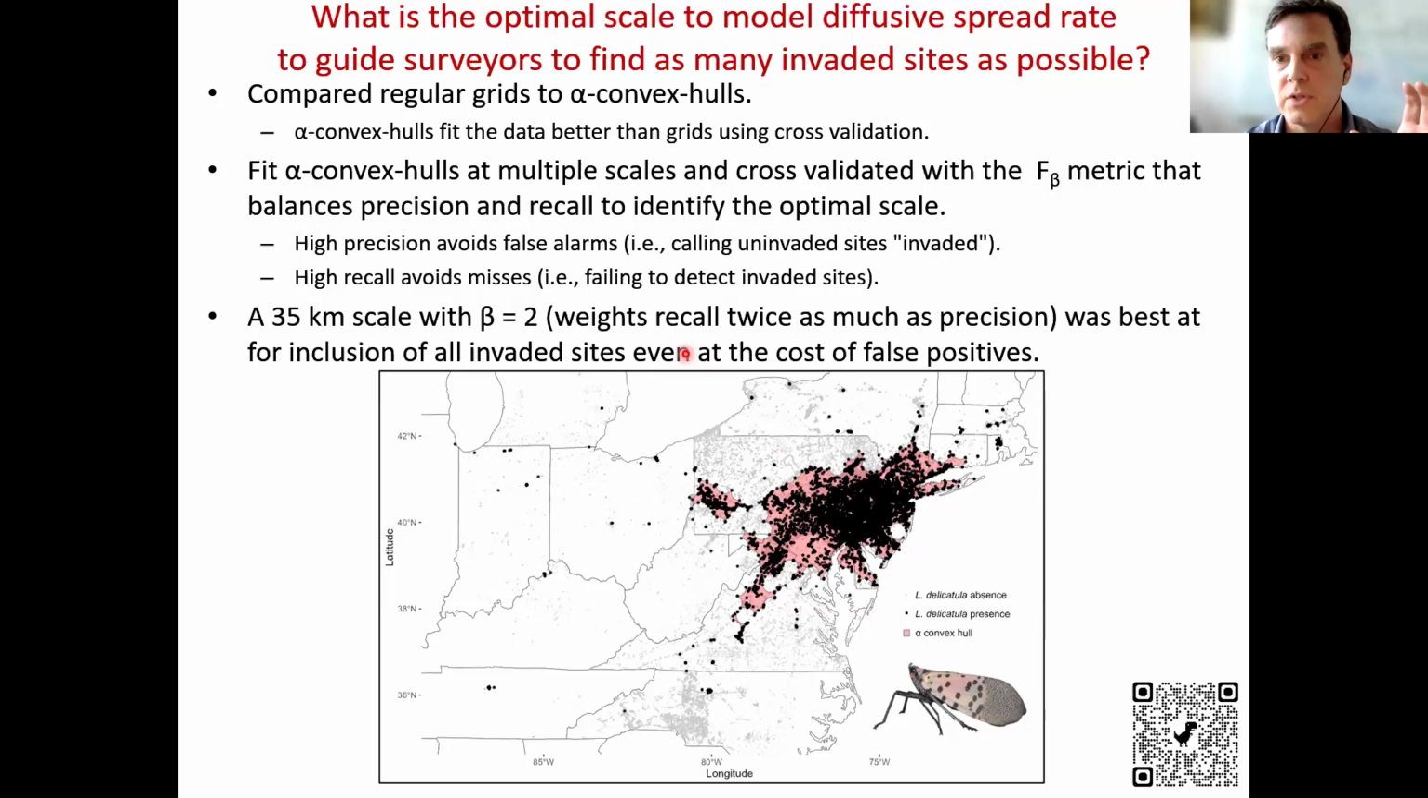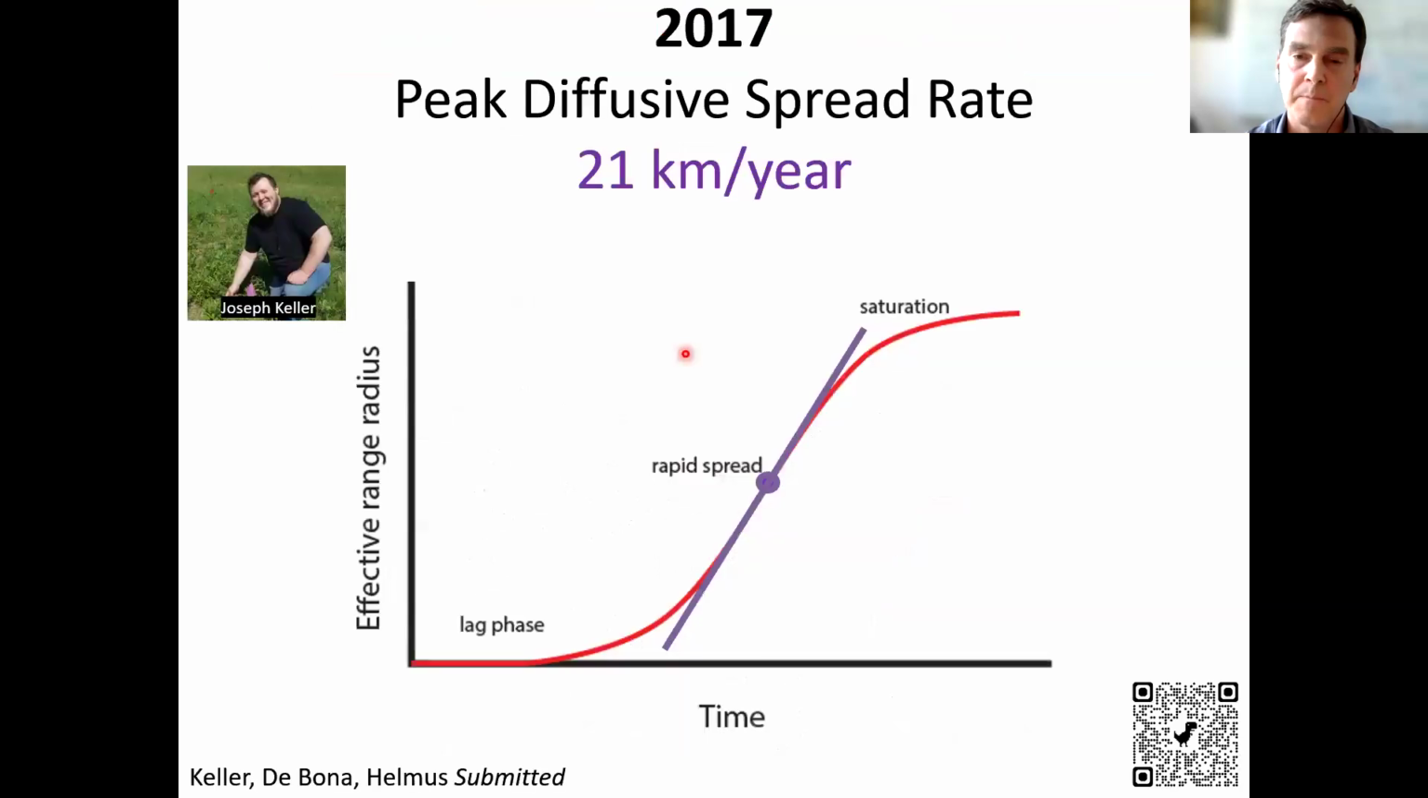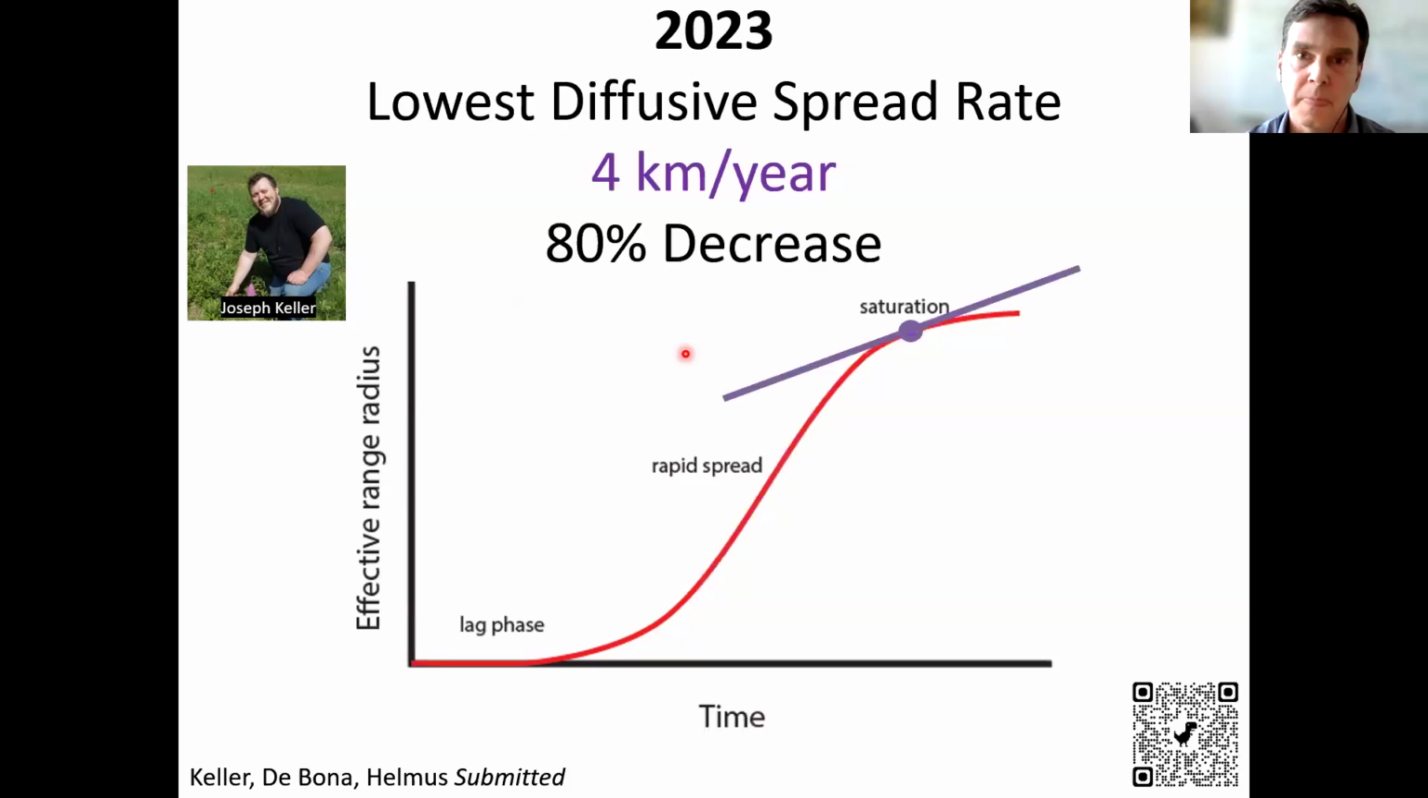So we now have a methodology, which I haven't gone through very much, but for those of you following along, it allows us to get an optimal scale at which to estimate spread rate. By doing that, what we've estimated is that for lanternfly, at least back in 2017, the peak diffusive spread rate was about 20 km per year. And now, in the data that we currently have, it's only about 4 km per year. So it's about an 80% decrease, a large drop in spread rate.